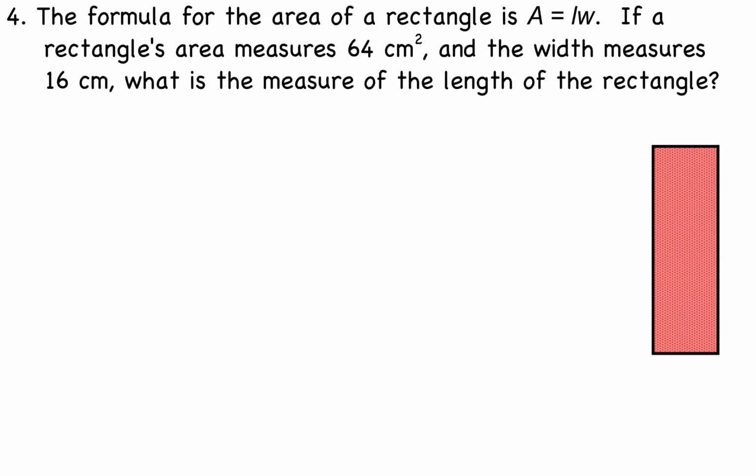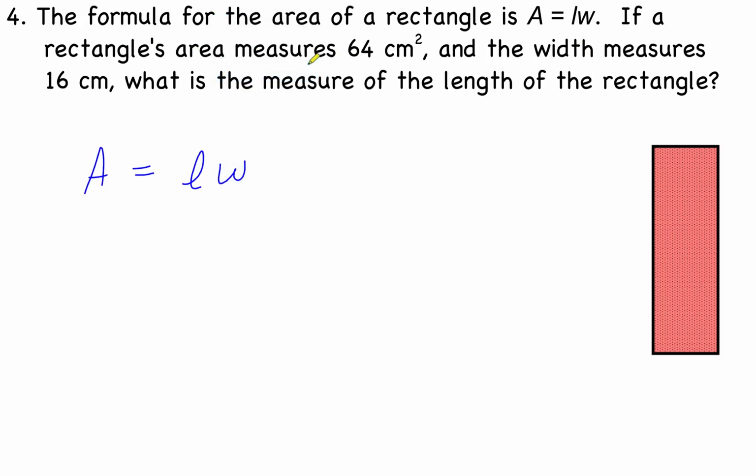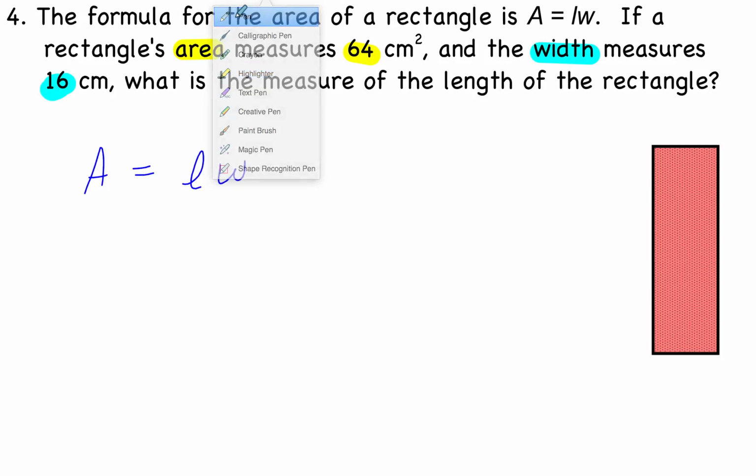All right, so the formula for the area of a rectangle is area is length times width. I'm sure most of you probably already know that. If a rectangle's area is 64 square centimeters and the width is 16, what's the measure of the length of the rectangle? Well, we're going to start off with area equals length times width, right? And let's substitute what we know. It says that the area is 64, and it also says that the width is 16.